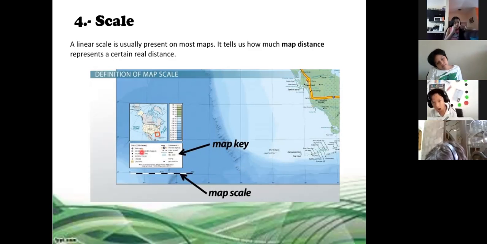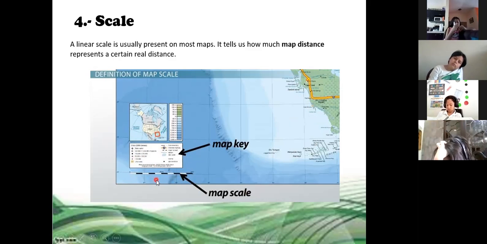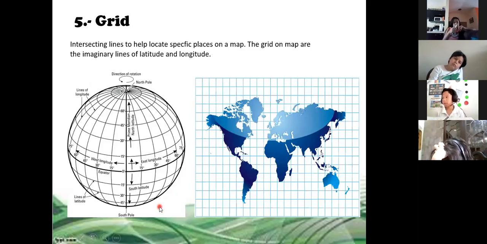And also here, as you can notice, we have the map key. Map key: all the symbols and what they mean for this map. Don't confuse them. The map scale is this, the linear scale that you see with the two colors.